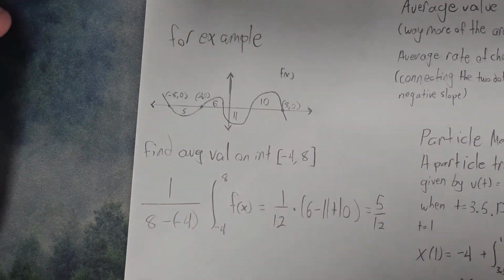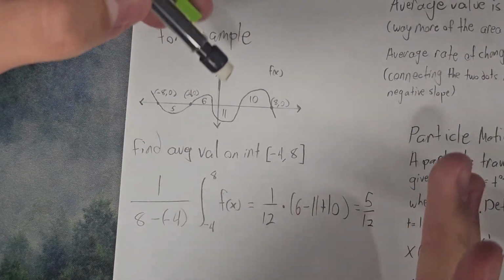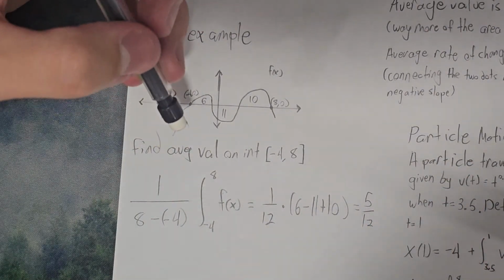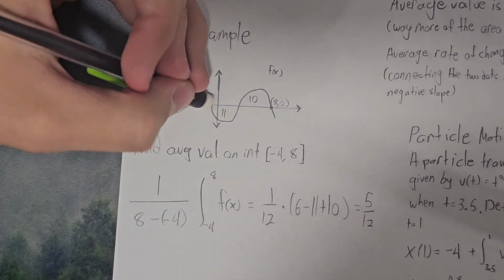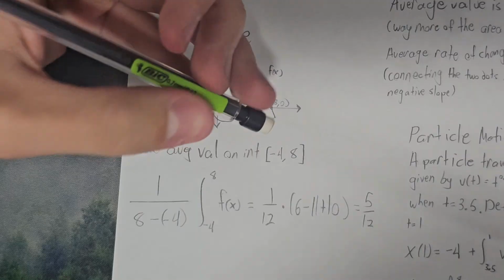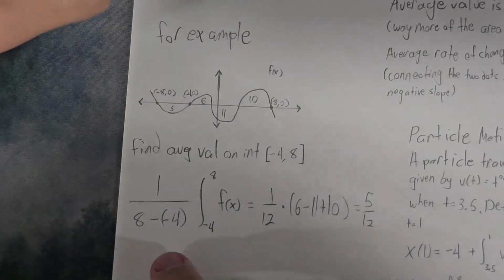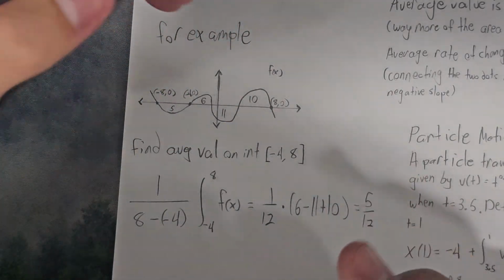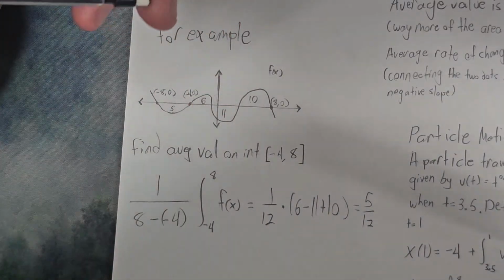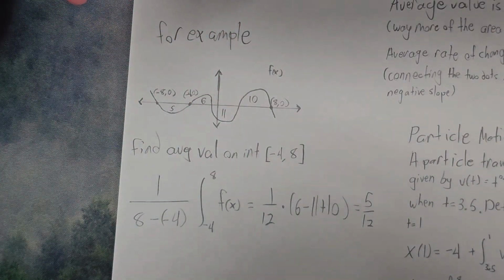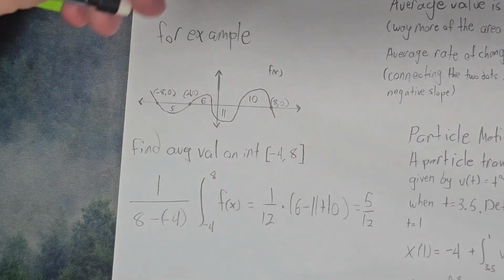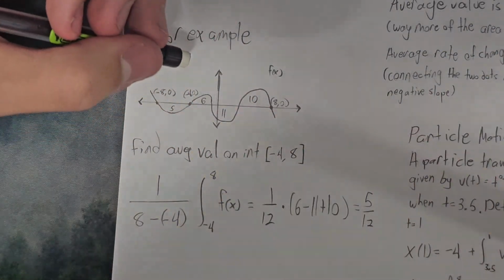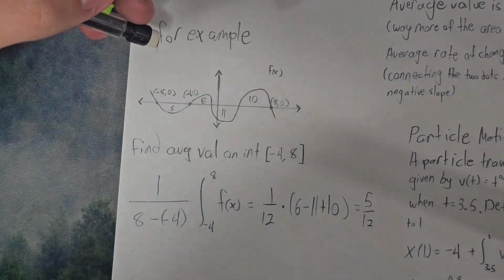Okay. So we have this graph right here, f of x, and we have to find the average value on the interval from -4 to 8. So if we go from -4 and count up all the areas, that'll be what we have right here. And then for the 1 over b minus a, we're going to do 8 minus -4, which is positive 4, so 8 plus 4 is 12. So you have 1 over 12 times 6 minus 11 plus 10, right? Because remember, if area is at the bottom, it's going to be negative. So this overall will get you 5 over 12.